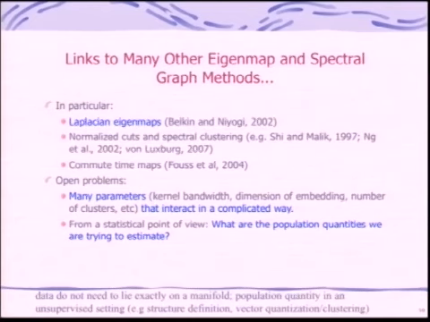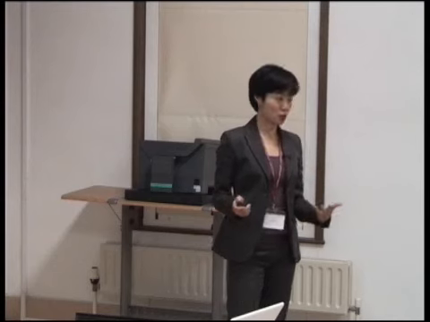Now, in all these methods, there are many parameters. For example, the bandwidth of the kernel we're using, for example the Gaussian kernel. What is the dimension of the embedding? How many eigenvectors should you take? In clustering, how should we choose the number of clusters? And all these parameters interact in a very complicated way. And so far, there has been very little statistical research on this topic.